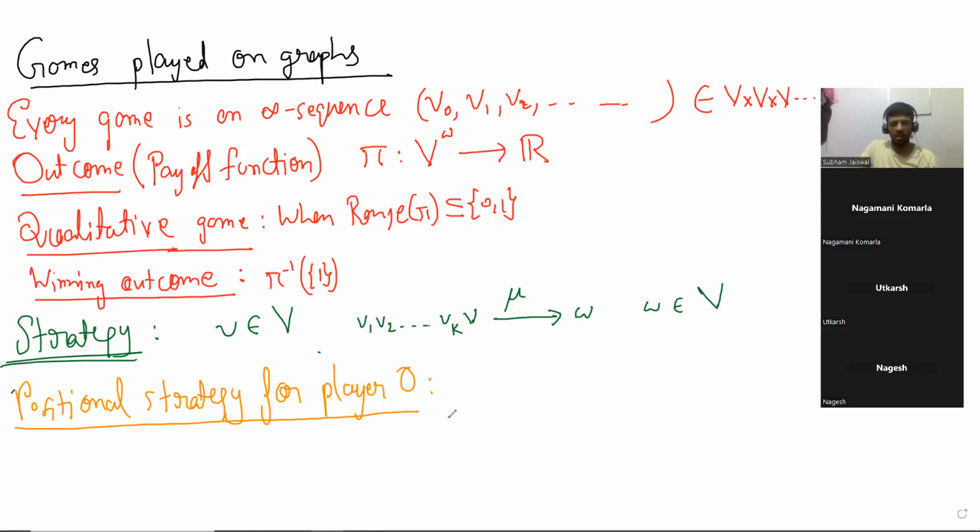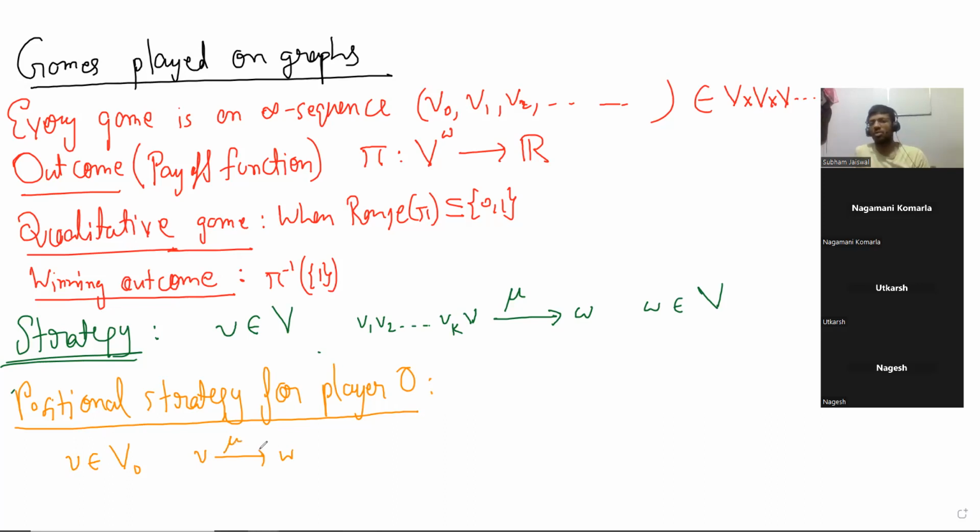So you are saying that positional strategy for player 0 would be that given v in V naught, you associate v to some w. But anything more? The choice of edge will be dependent on which vertex you're on. Yes, which means it's a function. Given that vertex v, you choose a vertex. So it's a function. Let's call this also mu. Anything more? No, nothing more.